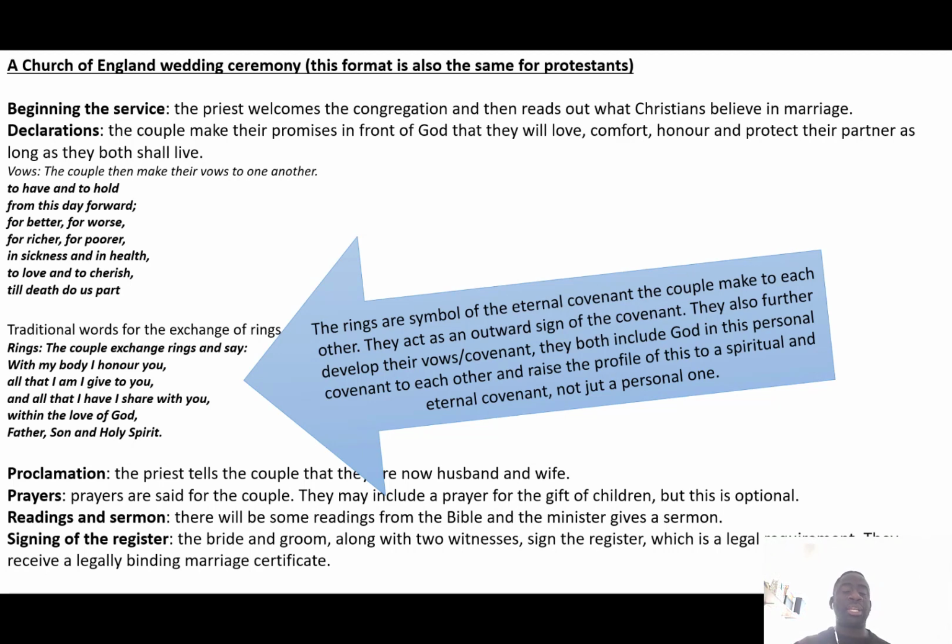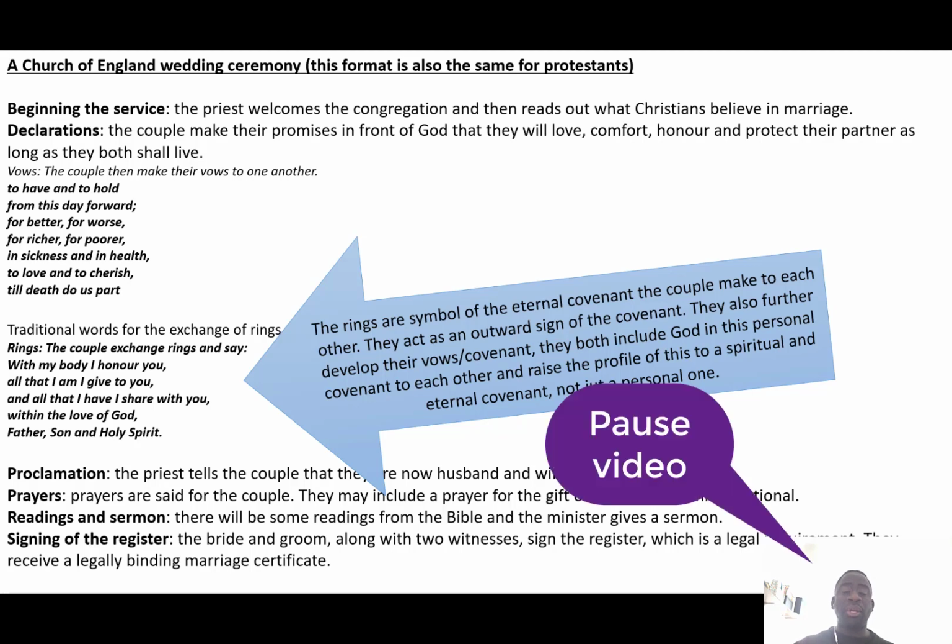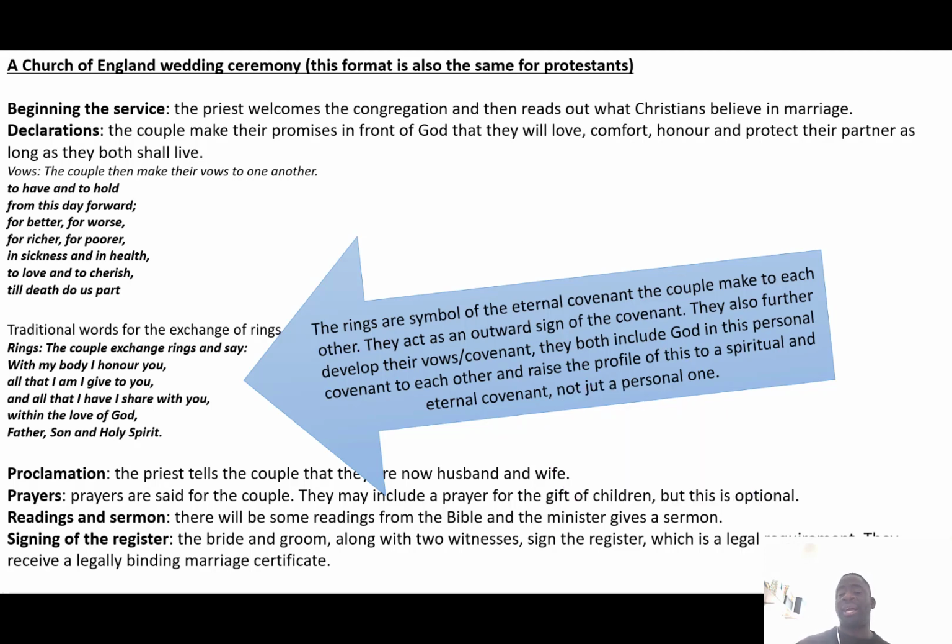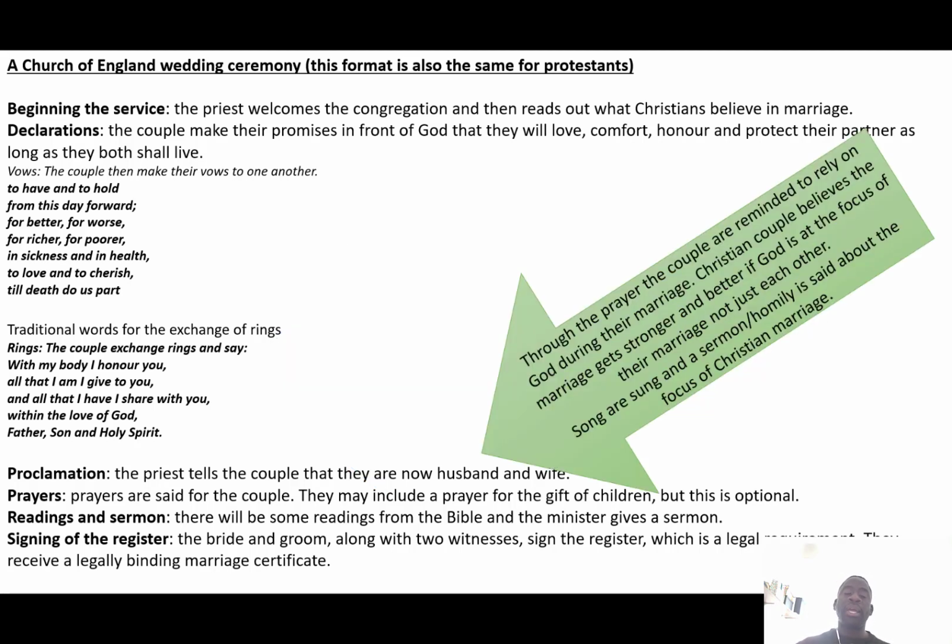So that's really, really key to understanding the significance of a covenant being made between a man and a woman and God. It's not just a physical covenant between the two of them, but God gets involved in the spiritual aspect of that covenant. And it's an eternal covenant, not just a personal one. Well, till death do them part.